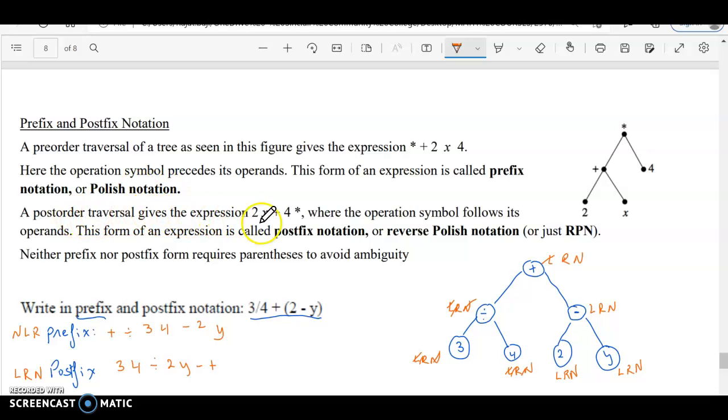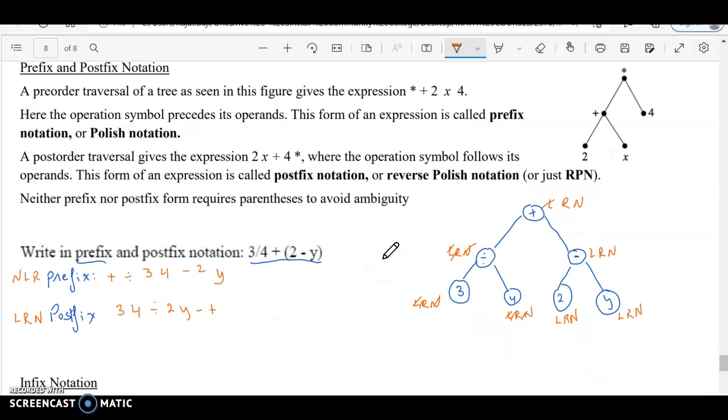Post-order traversal gives the expression 2 x plus, so it's post-order. What does it mean? The operation is at the end, post. Sometimes we call it reverse Polish notation. So reverse Polish notation is post-order, or postfix. Neither the prefix nor the postfix form requires parentheses, only infix requires parentheses.